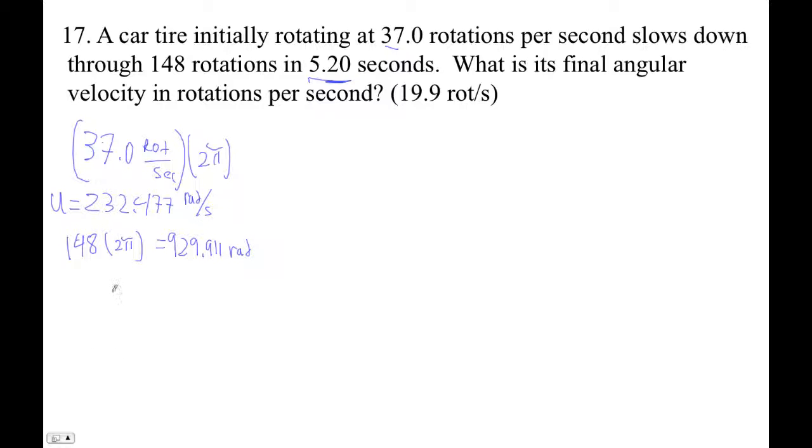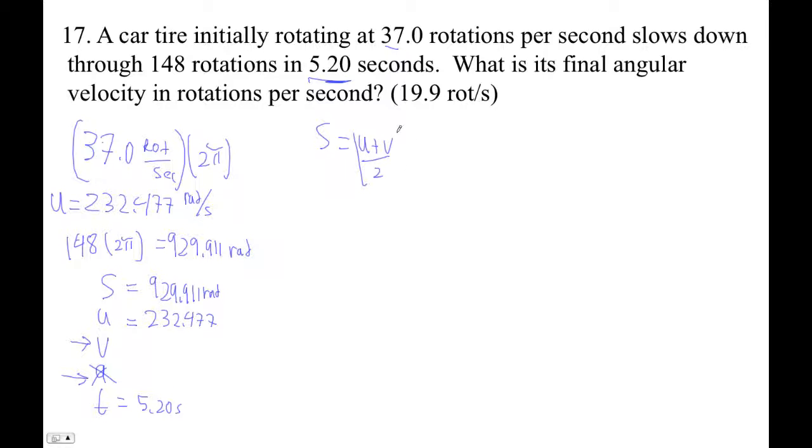Let's set up our SUVAT now. We've got that the displacement is 929.911 radians. Our initial velocity is 232.477. Time is 5.20 seconds. And we want to know V. So we use a formula that has no A, and that formula is S equals (U plus V) over 2, times T. There's supposed to be parentheses.